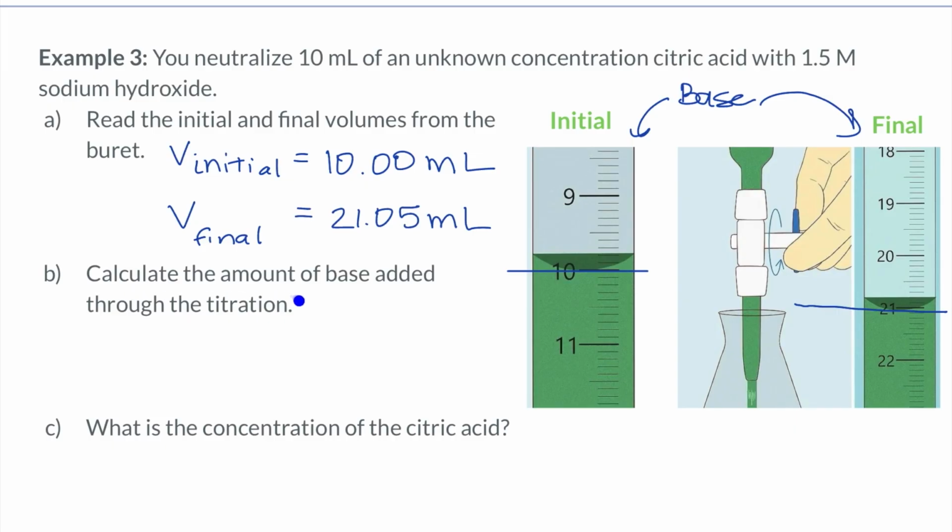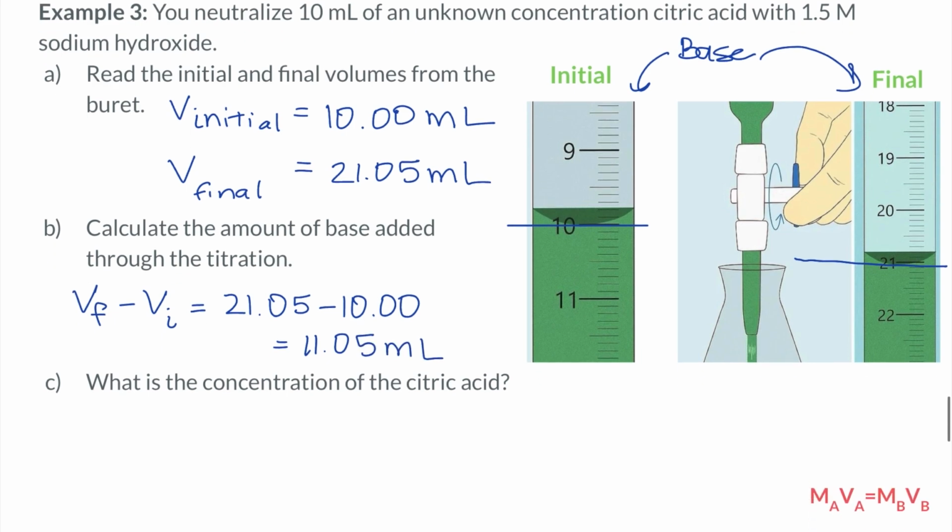So now if we calculate the amount of base that was added through our titration, well, that's going to be our final volume minus our initial volume. So I've got 21.05 minus 10.00. And so it looks like 11.05 milliliters is how much was added.